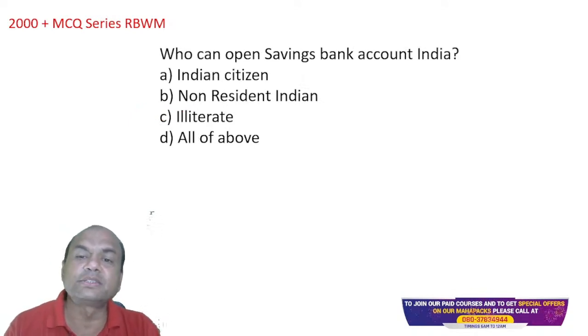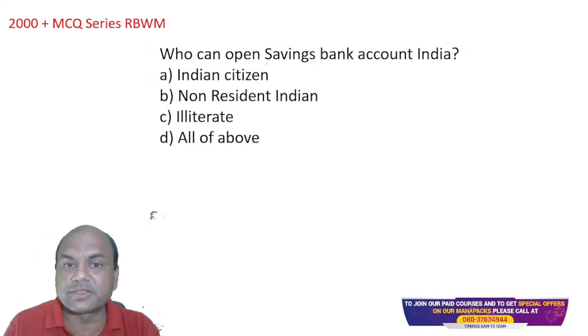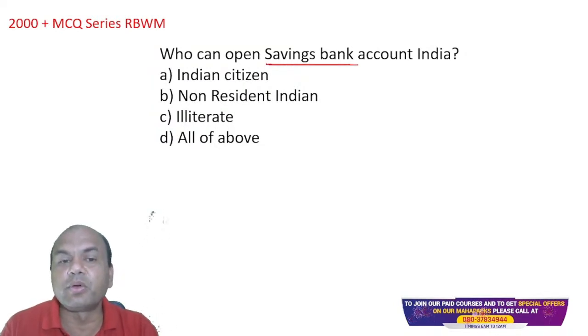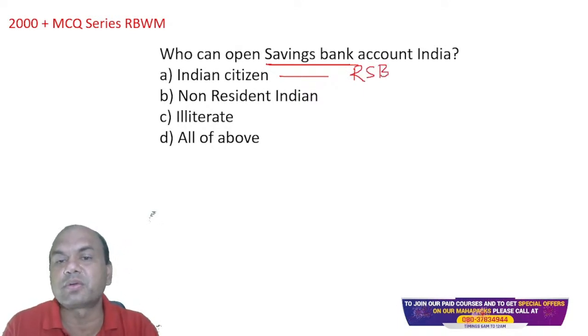Who can open the savings account in India? Indian citizen, NRI, illiterate, all of the above. Savings account. Who can open the savings account? Savings account can be opened by Indian citizen. When the Indian citizen opens, it is called as what? Resident Savings Banks account, RSB. Resident Savings Banks account. Okay.